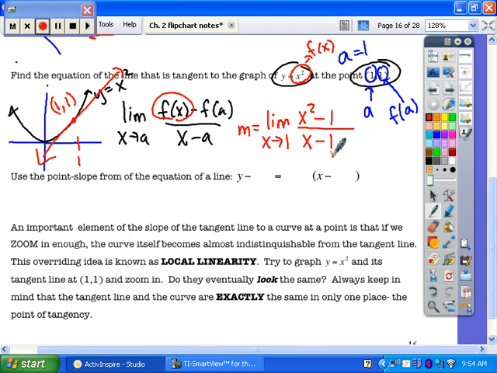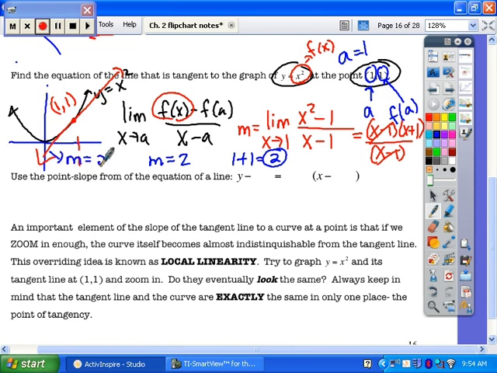Factor. So I'm going to factor it. I have x minus 1, x plus 1 over x minus 1. The x minus 1s drop out. After they've dropped out, then I use direct substitution, and I plug 1 in for the x. So I get 1 plus 1, which is 2. The slope of this tangent line then in red is equal to 2. That's the instantaneous rate of change at 1, 1. That's how quickly the rate of change of the graph is happening at that location. Instantaneous rate of change. It's also the slope of the tangent line.